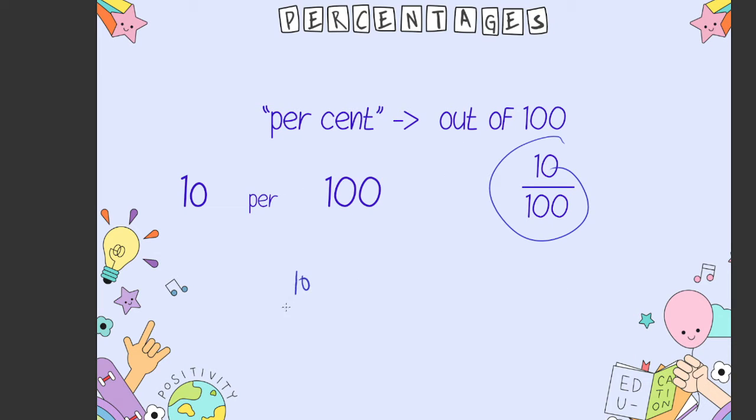So 10 over 100. 100 divided by 10, that's 10. 10 divided by 10 is 1. So 1 over 10 is 0.10. And if you write that as percent sign, you just have to multiply this one by 100. So that is 10%.